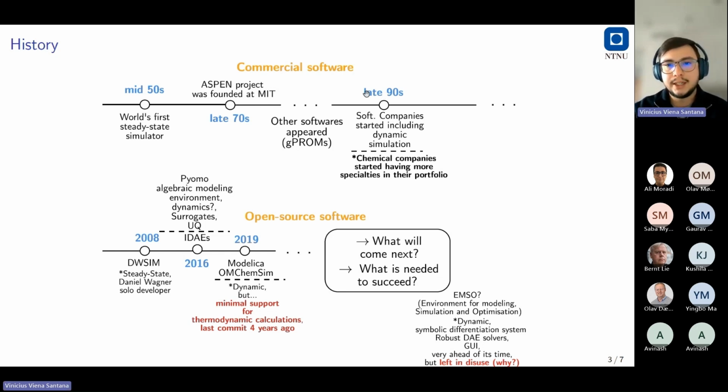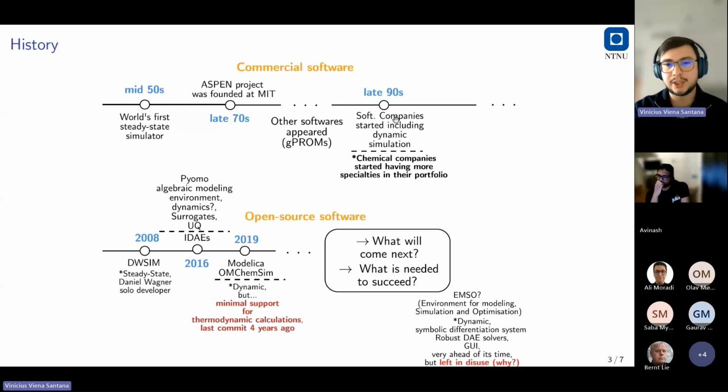By the late 90s, the software companies carrying out process simulation started to realize the need for dynamic simulation in their software, because chemical companies started having more specialties in their product portfolio. These specialties very often require batch processes, which are modeled through dynamic equations. So this need made companies aware that they had to include dynamic simulation in their portfolio of products.